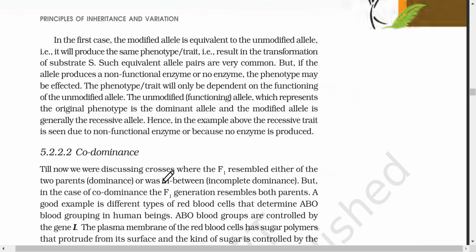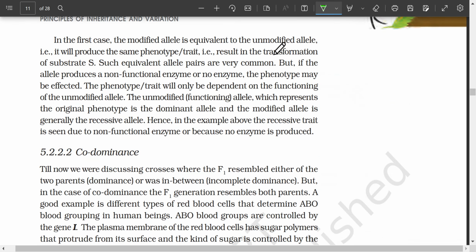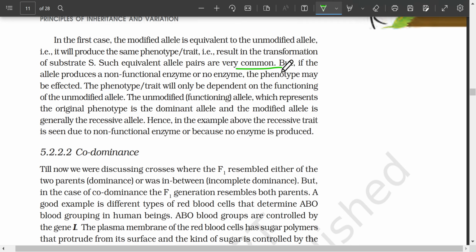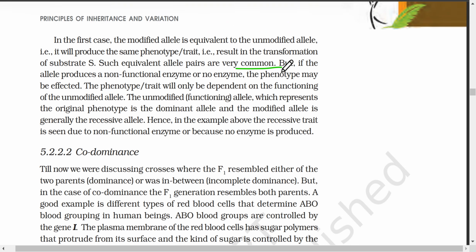In the first case, the modified allele is equivalent to the unmodified allele, that is, it will produce the same phenotype or trait, result in the transformation of substrate. Such equivalent allele pairs are very common. यानी normally था, पहले एंजाइम होता था, मॉडिफिकेशन के बाद भी ये वही कर रहा है.